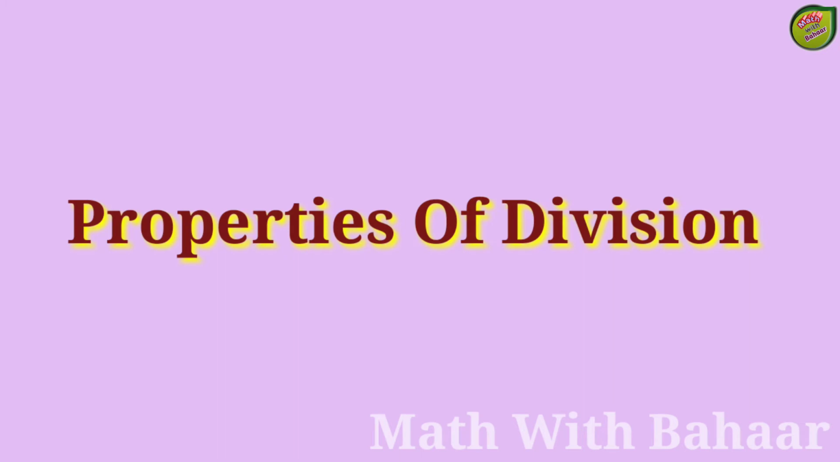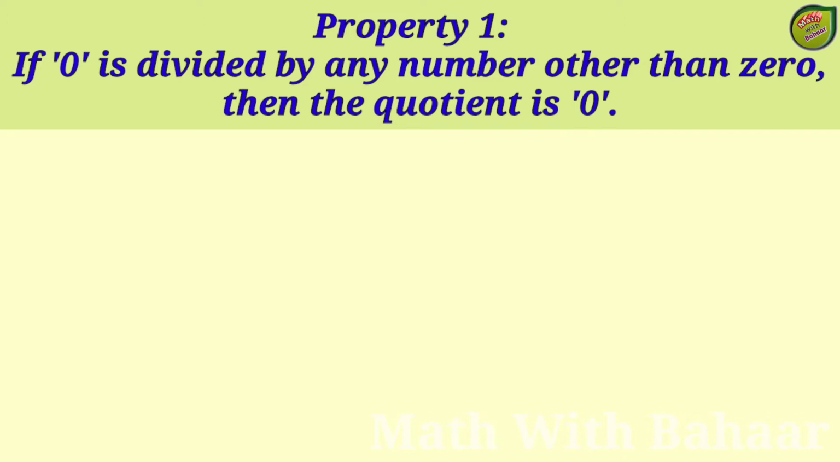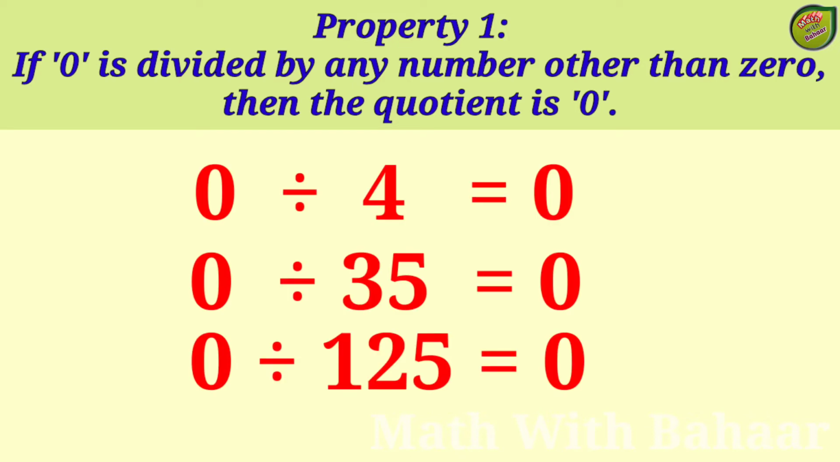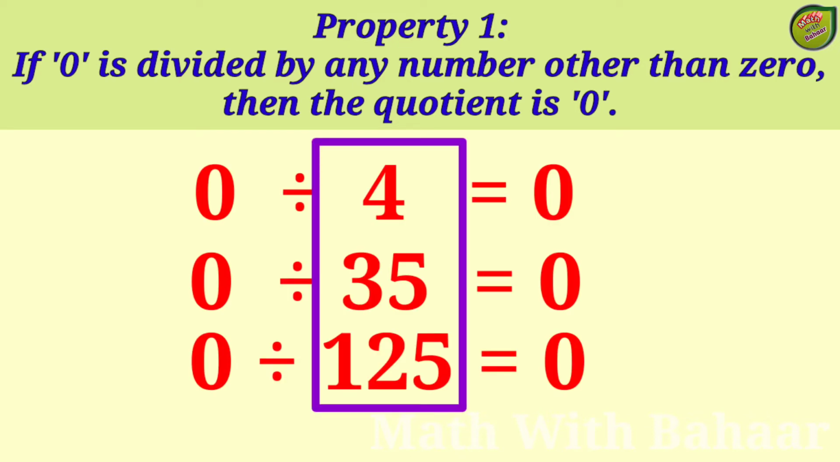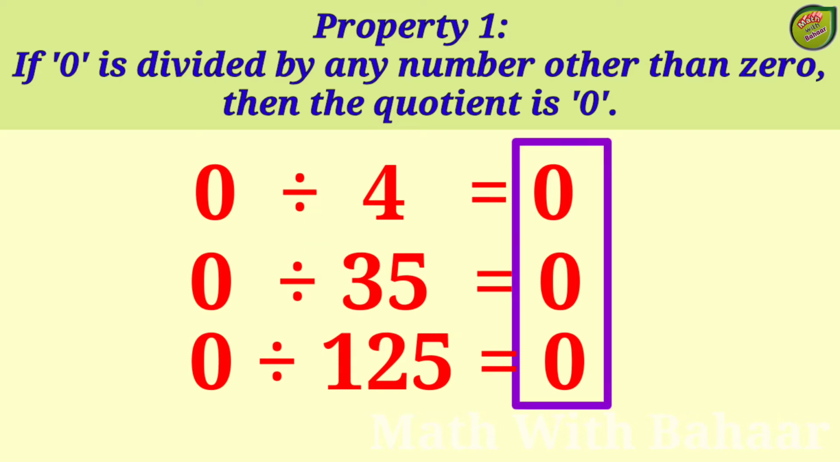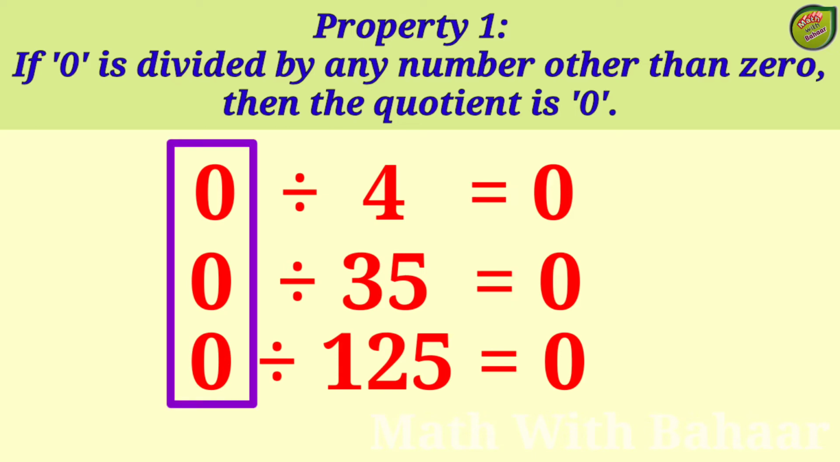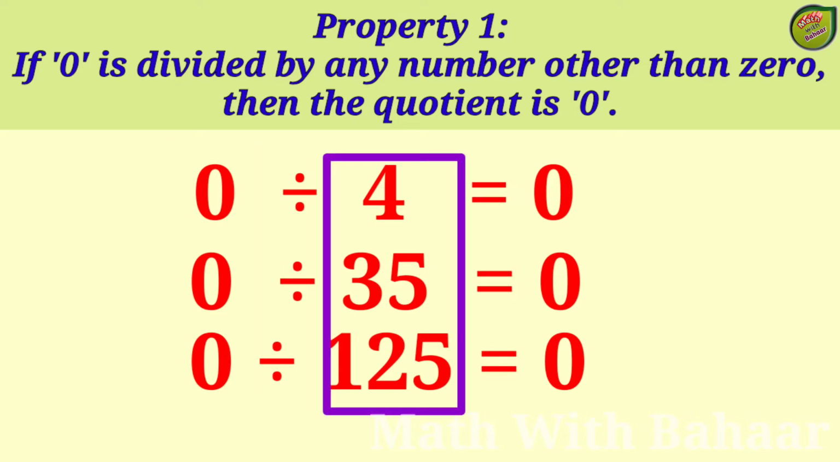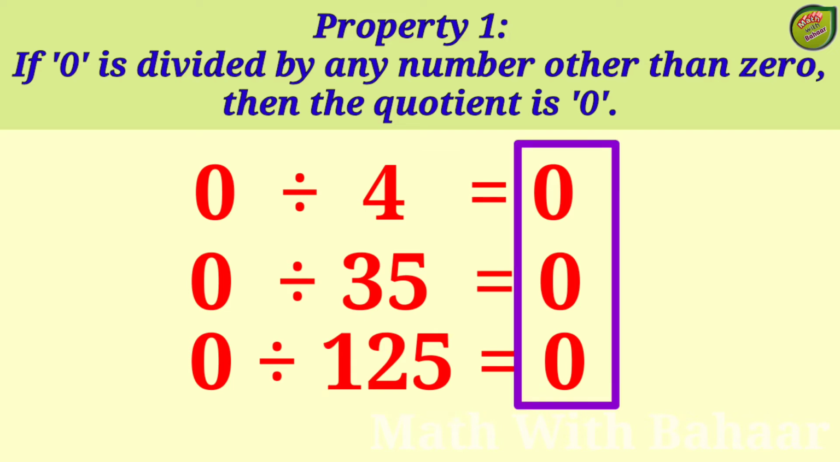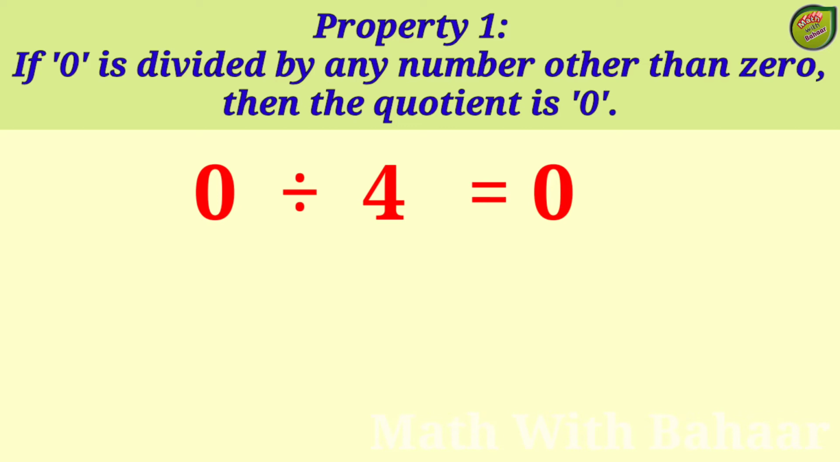Next, let us understand the properties of division. So the first property says that if 0 is divided by any number, we get the result as 0. So the first number here represents the dividend. The second number represents the divisor, and the result is called as the quotient, which is 0. So here if the dividend is 0 and the divisor is any number other than 0, then you get the result as 0 itself. So 0 divided by 4, you get 0 because the dividend is 0.